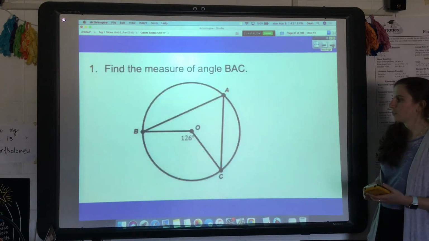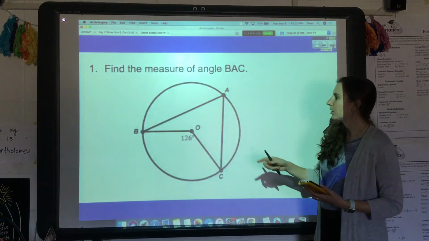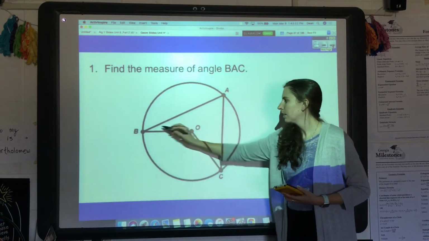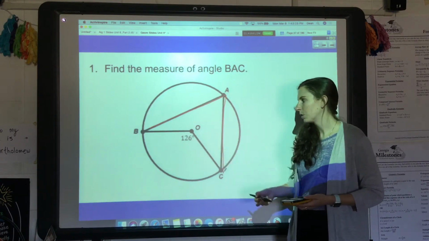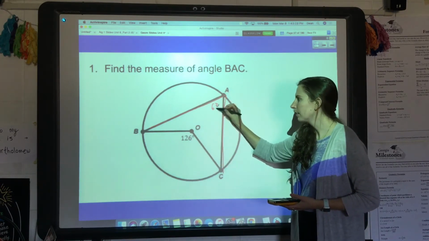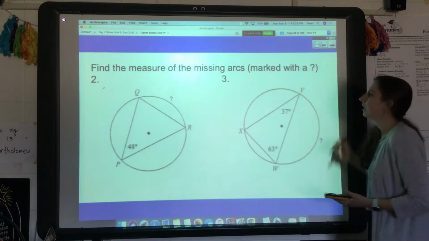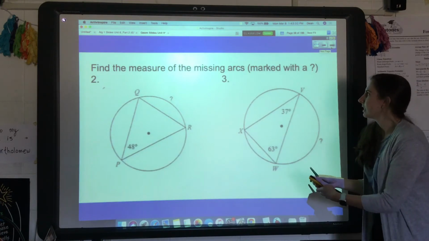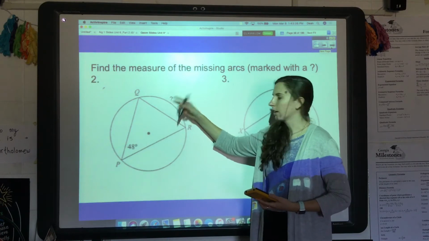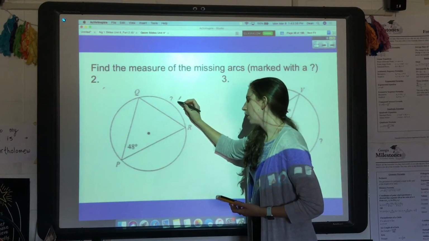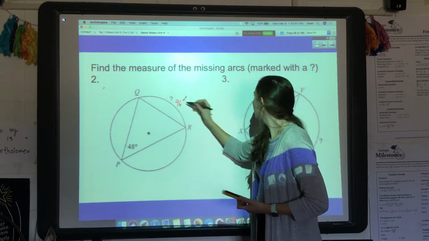All right, so for example, find the measure of angle BAC, so this right here. Again, it's just half of that. 126 cut in half would be 63. Find the measure of these missing arcs. So if that's 48, double it to get the arc. So that would be 96.